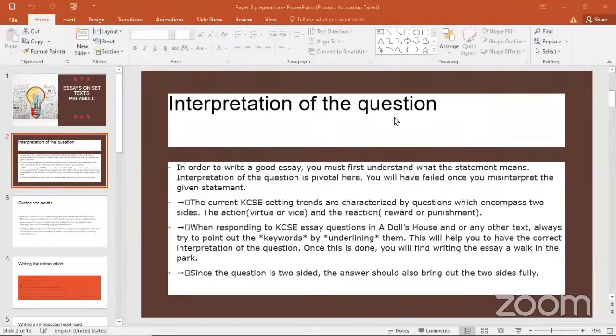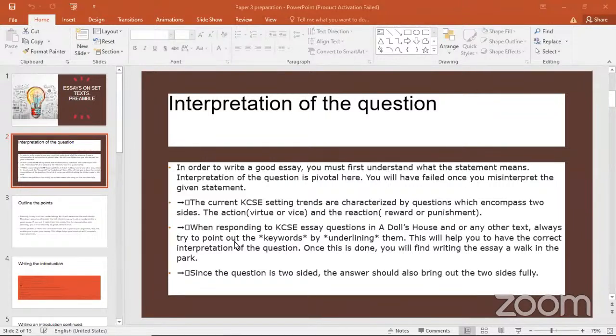The first and most important thing I always say is the interpretation of the question. Later on, after this, we're going to look at an example of a question. What essays are all about is the interpretation. If you understand the question, everything else is easy. So that's the first thing you need to do. Do you understand what the statement means? Because if you fail to understand the question, then you will answer it wrongly. So understand the question. How do you go about that?